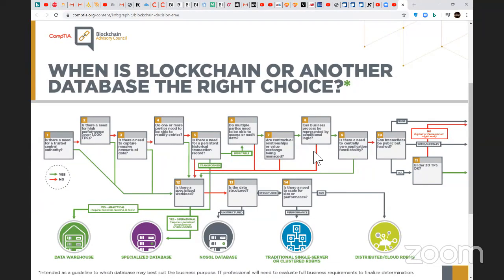So going back through this, 11 goes to 12. Is there a specialized workload that will be determined by 1, 2, 3, 4, and 5? And 13, is the data structured? So is the data structured or not?